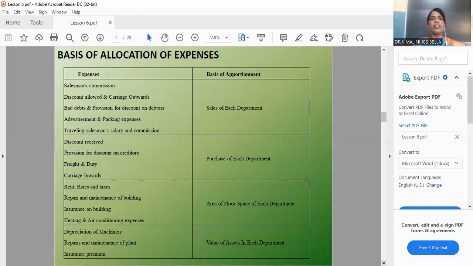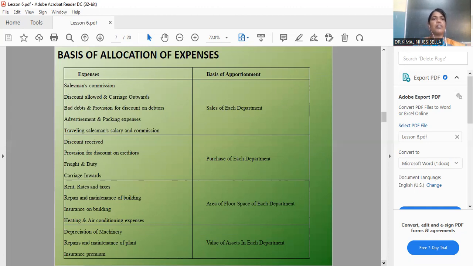The first column we can see is the expenses. The next column is the basis of apportionment. See the first item, salesman commissions, how they are segregating the expenses related to the salesman commission. When companies give commission to the salesman, that is an expense for the organization, right? So the basis of apportionment is the sales of each department; based on the sales of each department only they are apportioned.